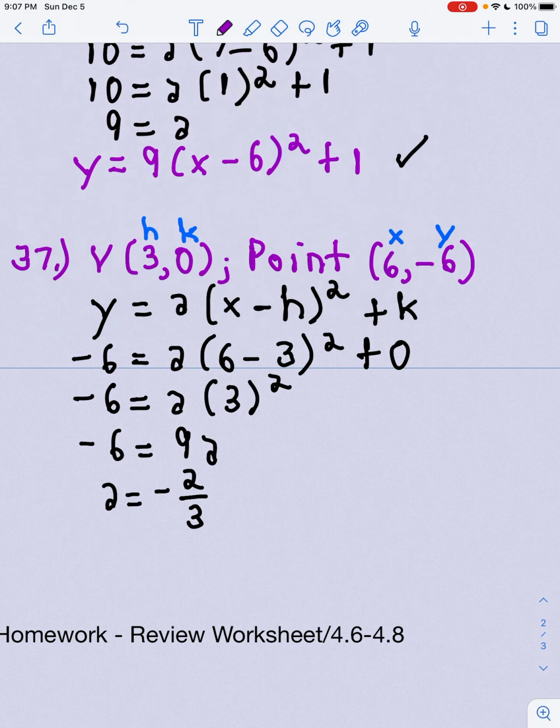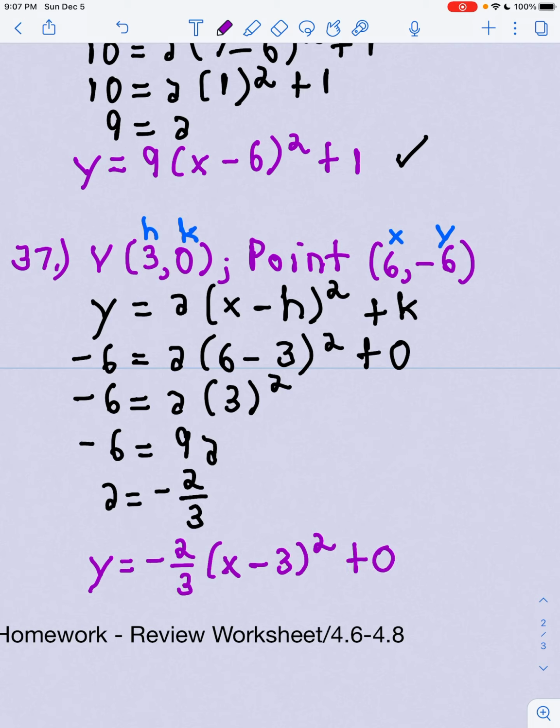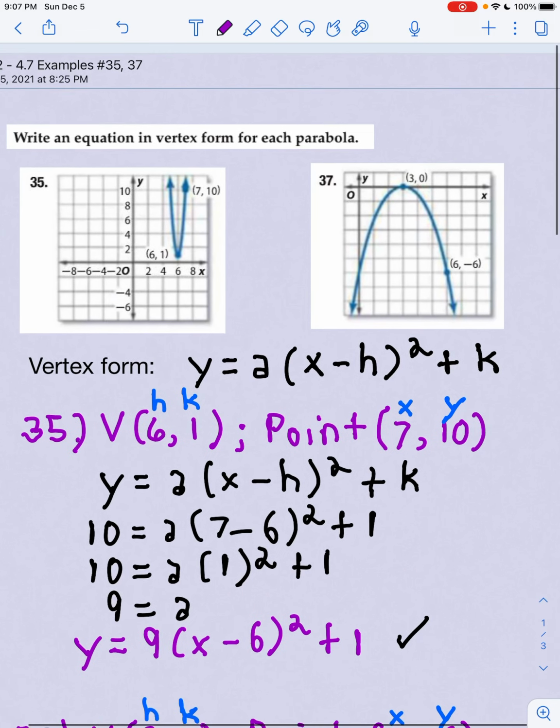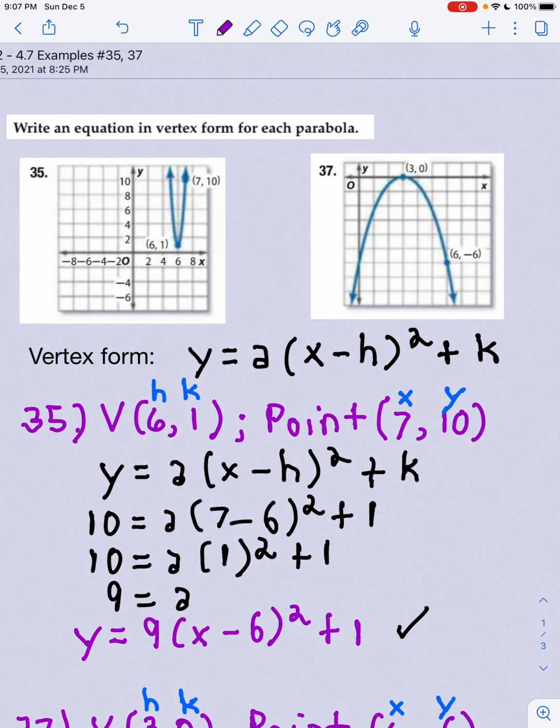So now when I go back to write the equation of my parabola, it's going to be y equals my value of a that I just found, negative 2/3, times the quantity x minus 3 squared. I can put plus 0 if I want. It's not really necessary because that is implied, but if you wish to put it, you can, and that is the equation of my parabola. Again, if you look at the graph, you can see graph 37 opens down. And so that looks good.